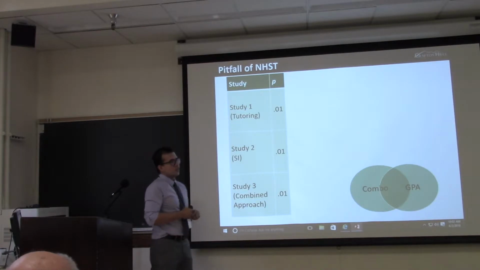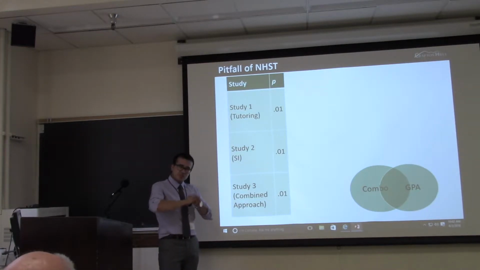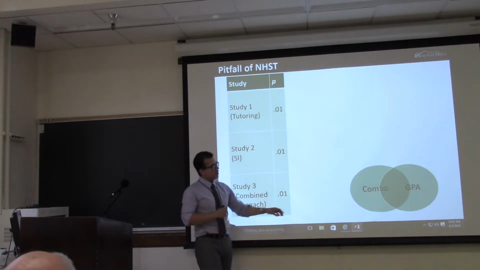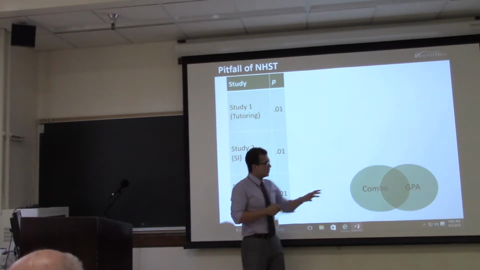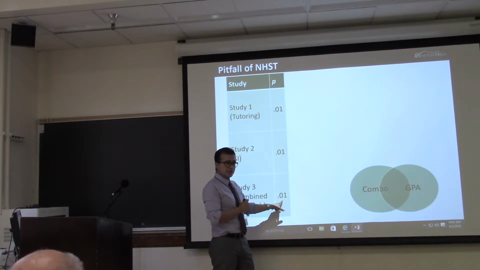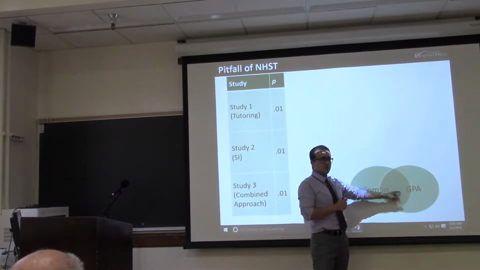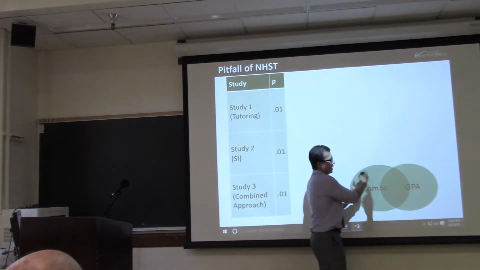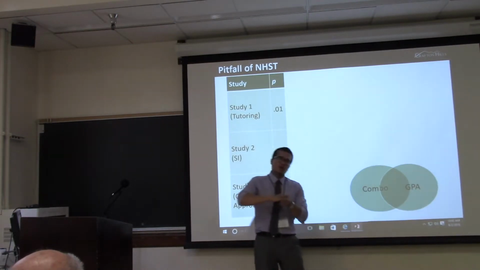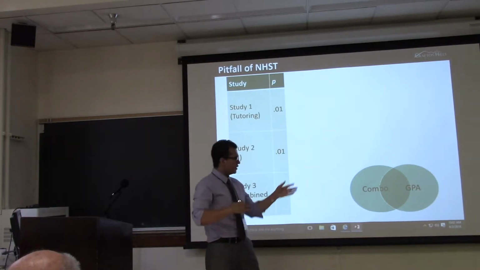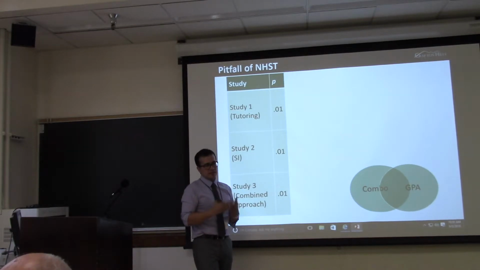Because in fact, when you look at the actual associations between the variables in question, in this case the combined approach and the resulting GPA, you would see what you probably would imagine looking at this p-value. There's a relationship here. For those of you less savvy with statistics, the greater the overlap, the stronger the relationship between the two variables in question. In this case, of course, the combined approach and GPA.